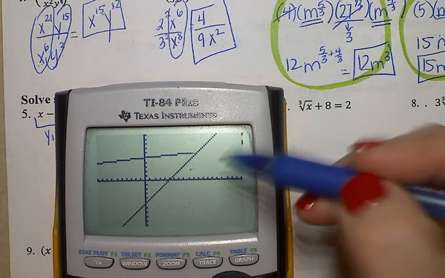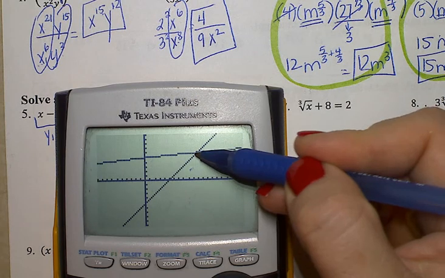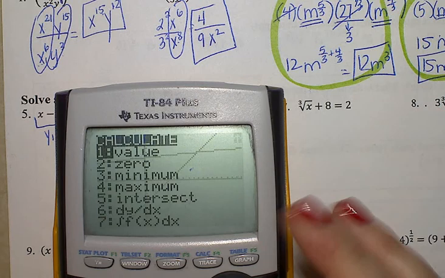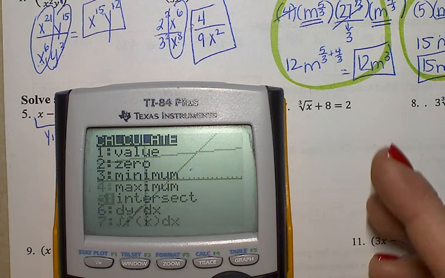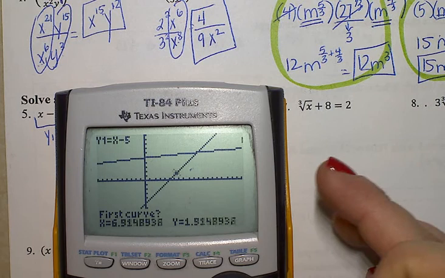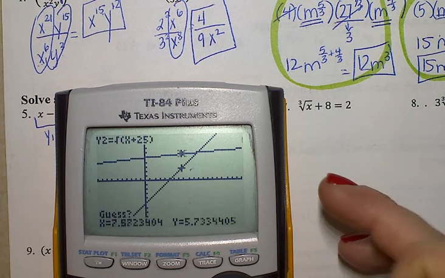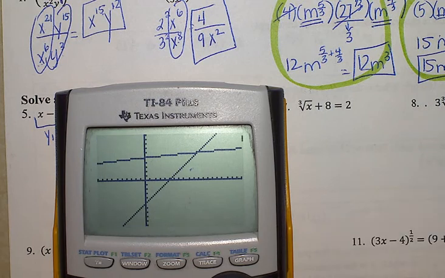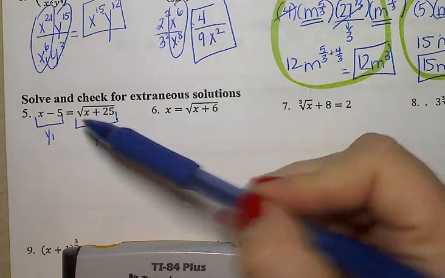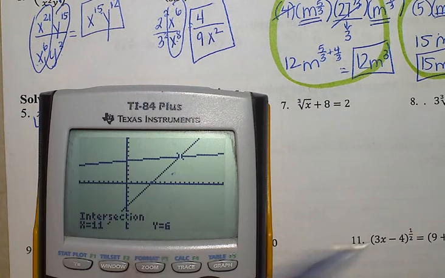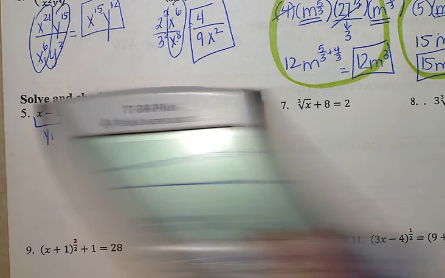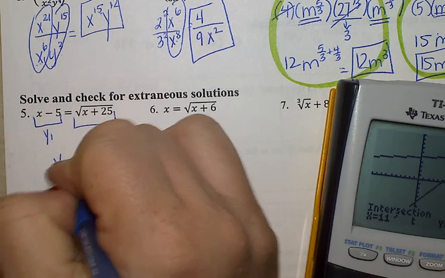Okay, I want to know what this answer is. So second, trace, intersect. First curve, second curve, and over the top. Now, a lot of students on your previous test would write down an answer of 11, 6. 11 and then 6. That's wrong. Look at this problem. What variable are you trying to solve for? X. What is the only x answer here? 11. Problem done.